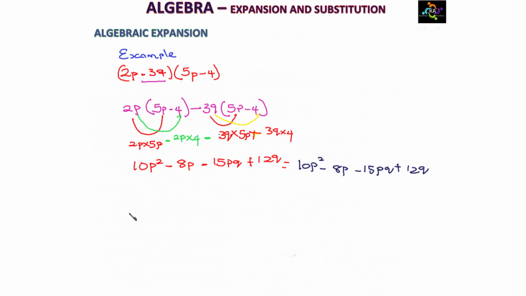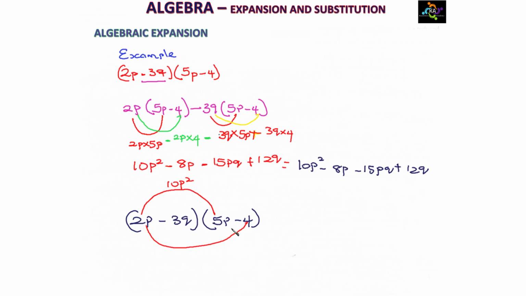But if you want to use the second method, the quicker one, maybe this is the one that makes you understand better how to expand an algebraic expression. Now how do you go about it? This will multiply this: 2 times 5 is 10, p times p is p squared. Now this will still multiply this: 2 times minus 4 will give us minus 8p.